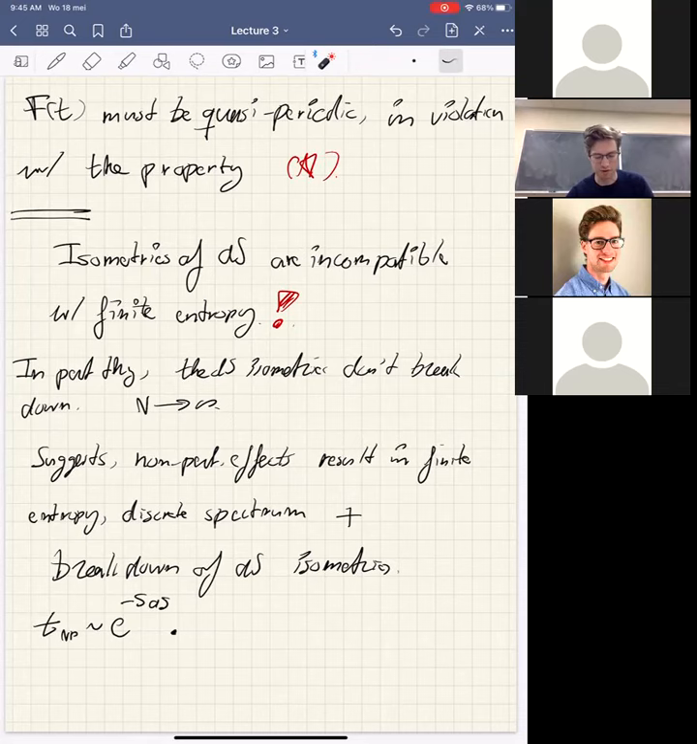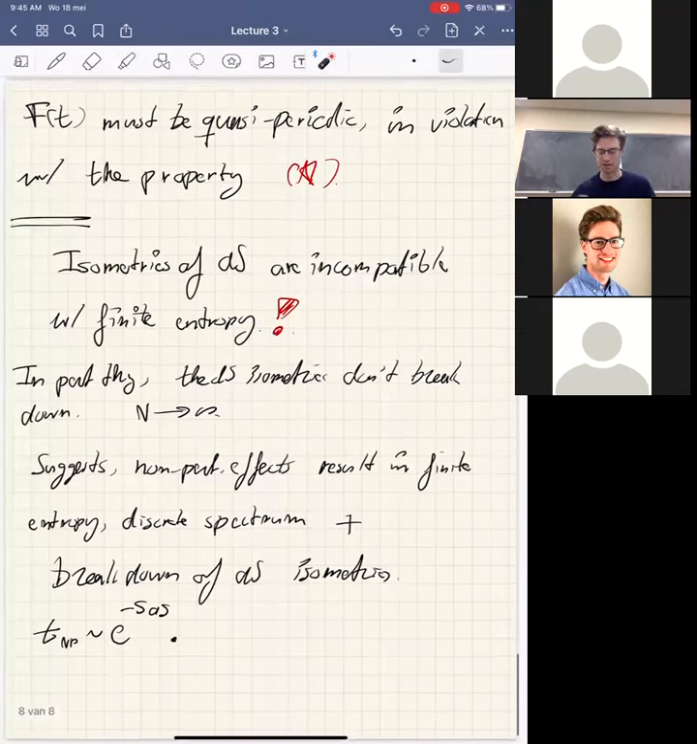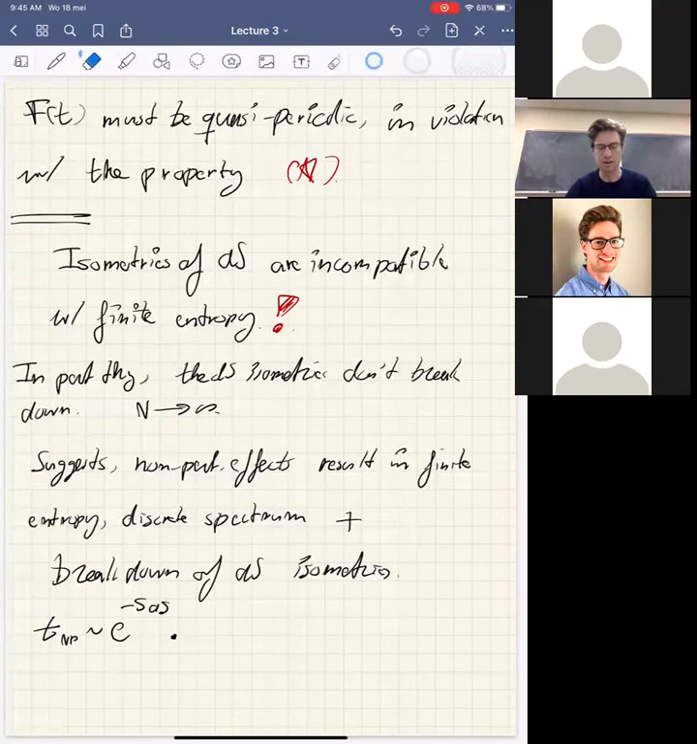And maybe I should stop for questions about this derivation because it's a little bit technical. So feel free to ask me about it.